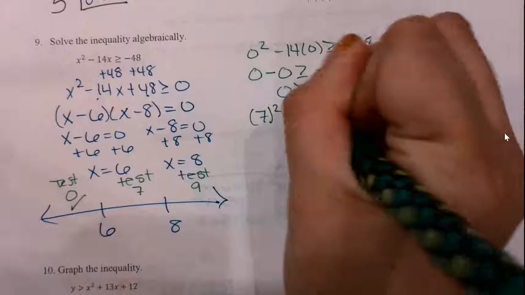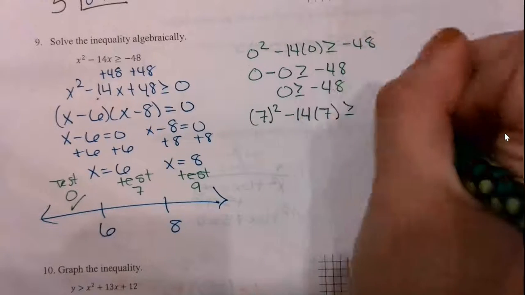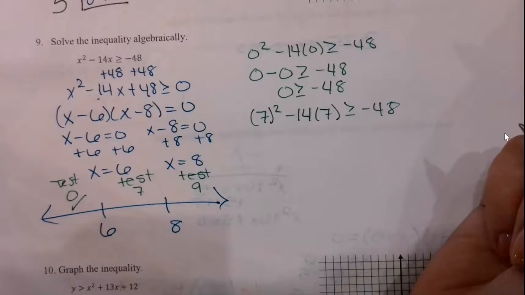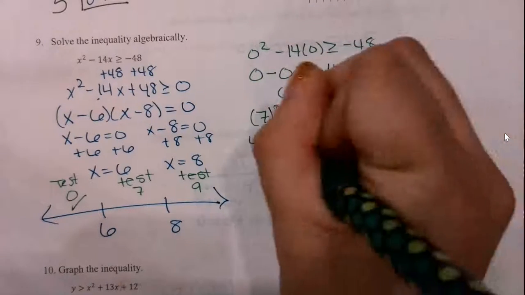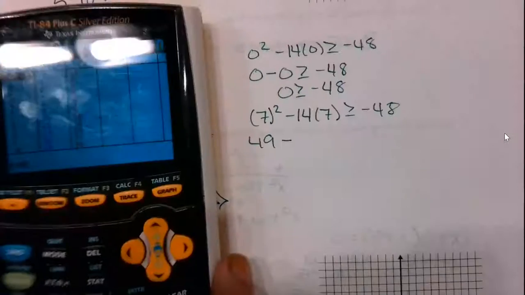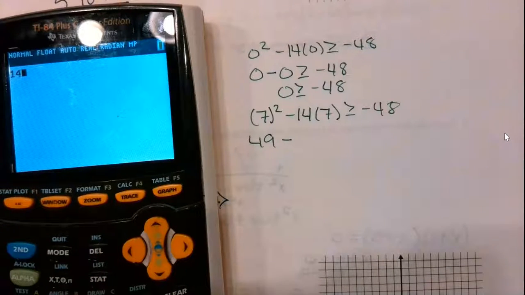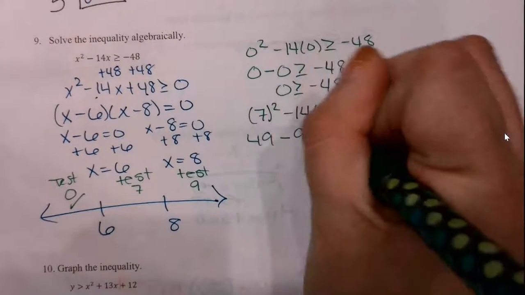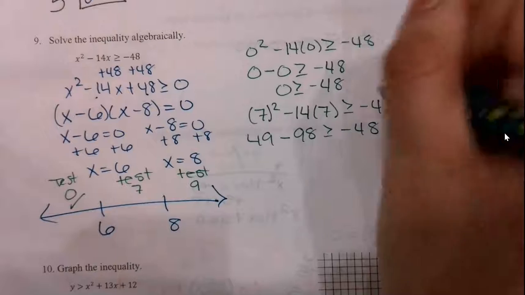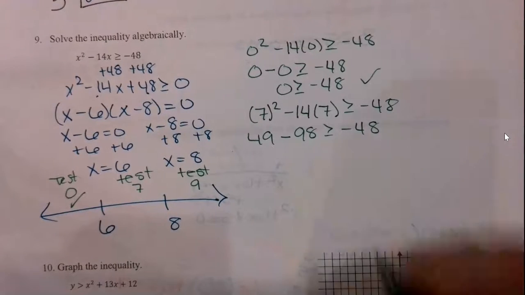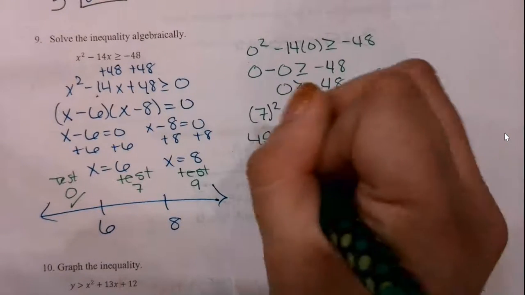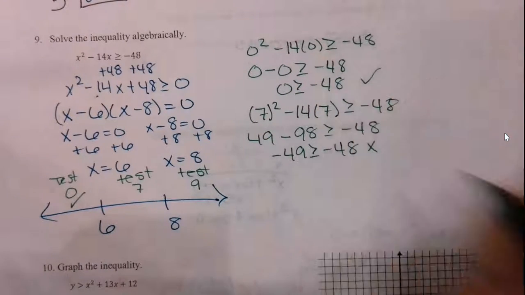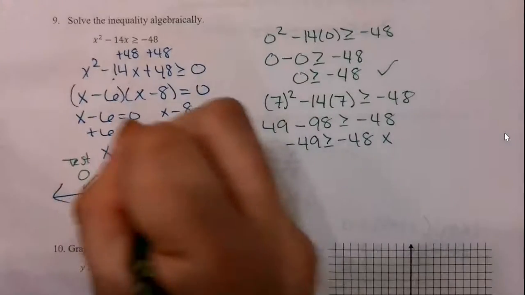I have 7 squared minus 14 times 7, and it should be greater than negative 48. I get 49 minus 14 times 7, which is 98. 49 minus 98 gives me negative 49. It is not greater than negative 48. So this one doesn't work here.